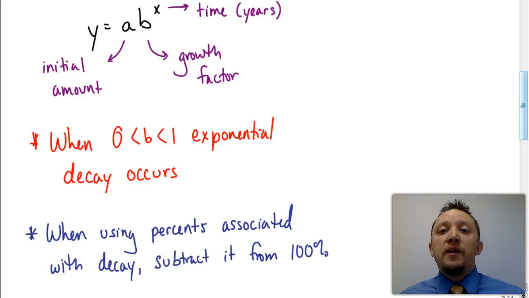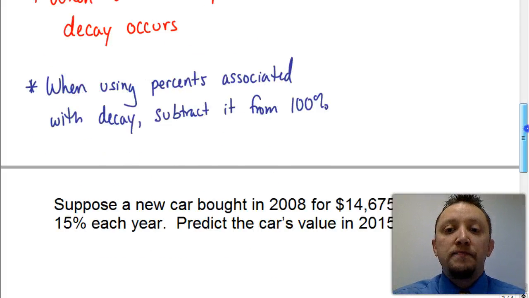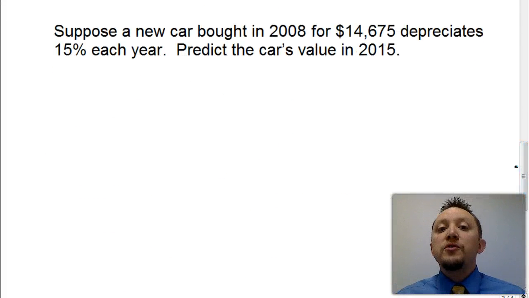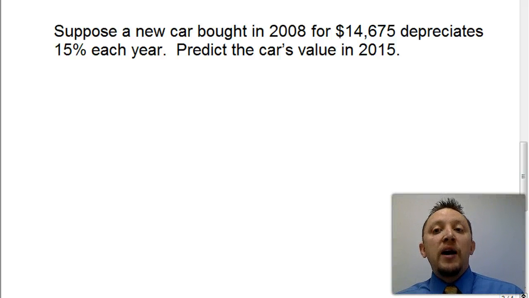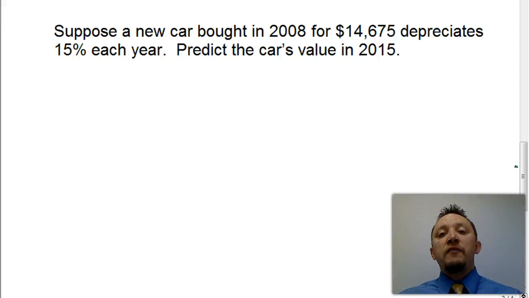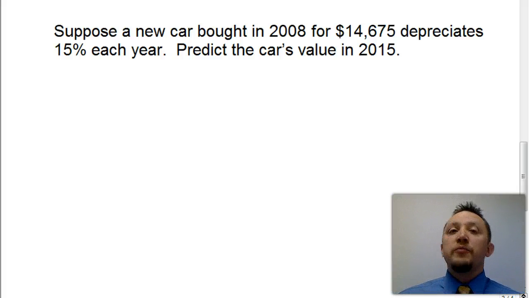So let's see what I mean by that with a different story problem. Here it says, suppose a new car bought in 2008, we bought it for $14,675, depreciates at a rate of 15% each year. We want to predict what the value of that car would be in the year 2015. So let's look at that percent for a second here, that 15%.